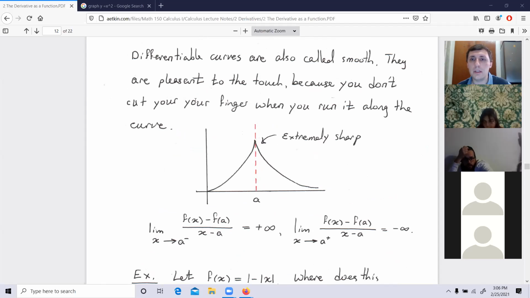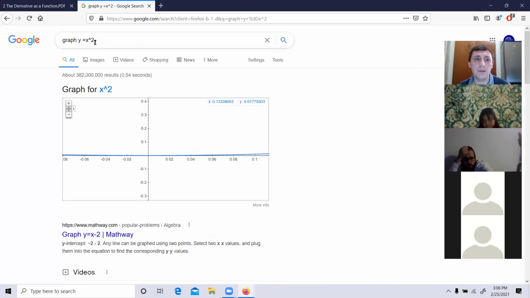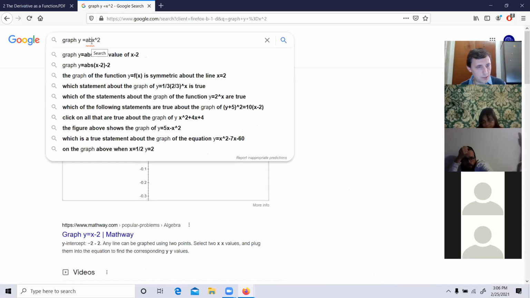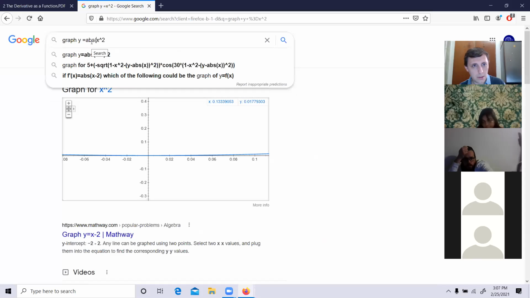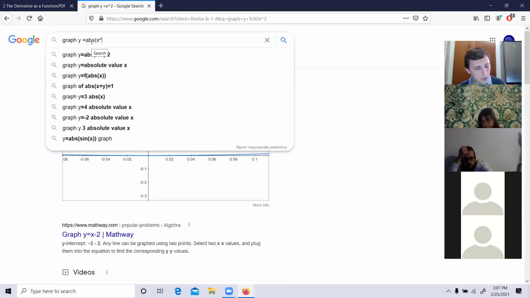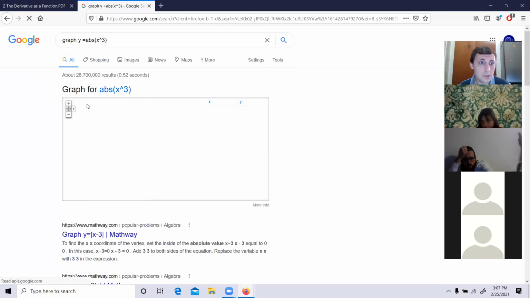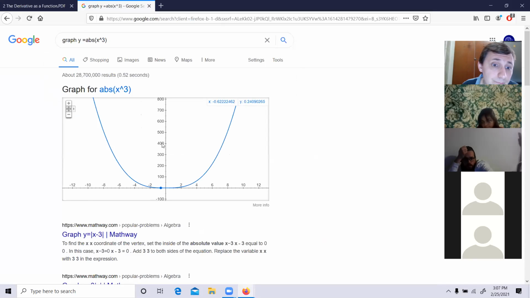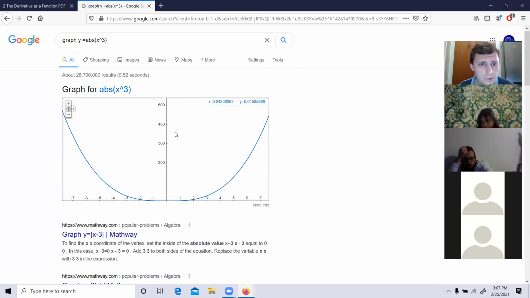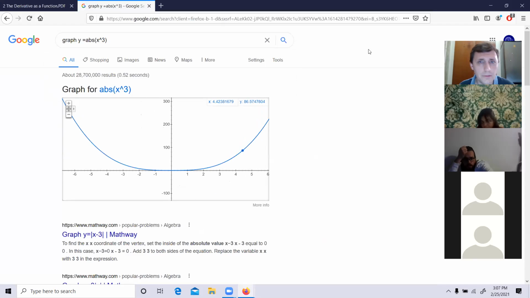Maybe I can try to see if I can plot something like this graph. Oops. Let's see if it understands it. Didn't graph it. No, you cannot graph it, I think. Okay. Why does it being sharp matter?